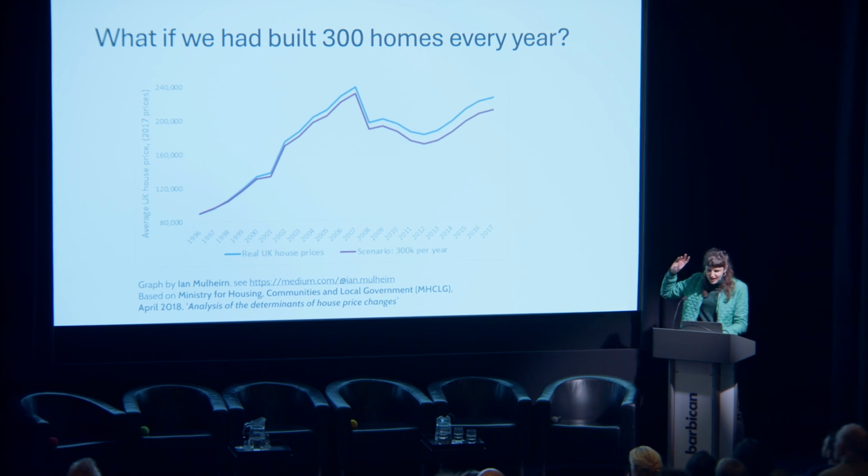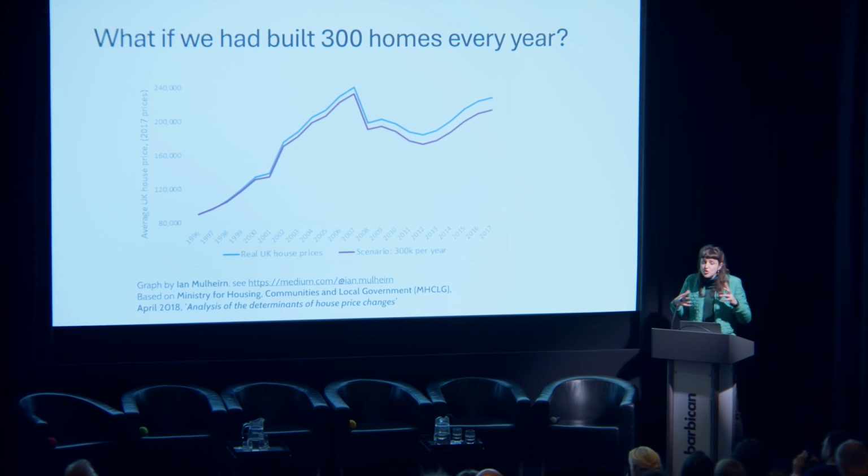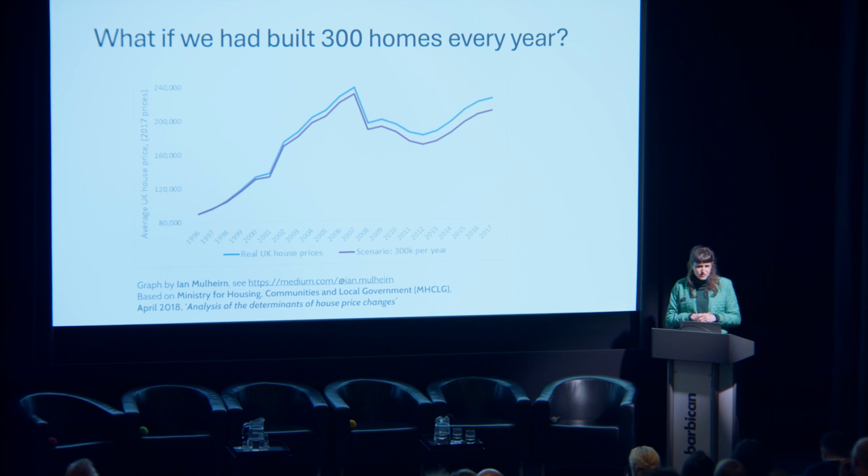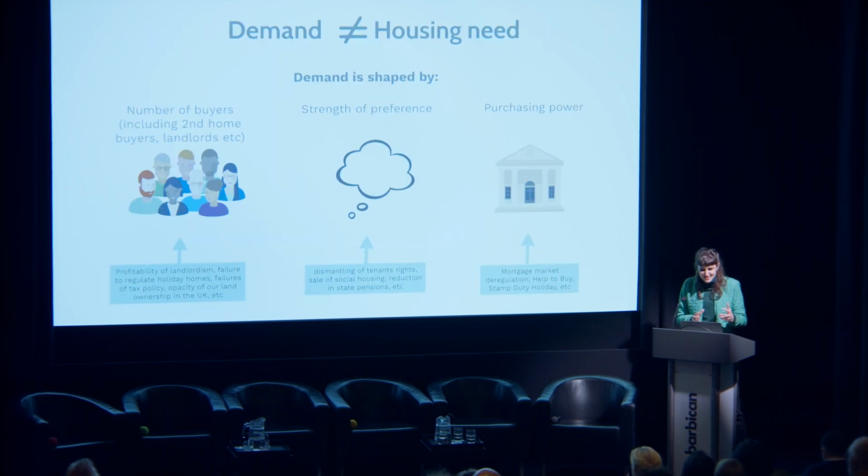So the economist Ian Mulheirn looked at the government's own econometrician calculations. They crunched the data. They've calculated the sensitivity of house prices to changes in supply. And Ian took those figures and calculated what would have happened to house prices had we built 300,000 homes every year since 1995. The answer that he found is that prices would only be about 7% cheaper. And that's possible because demand is not the same thing as housing need.